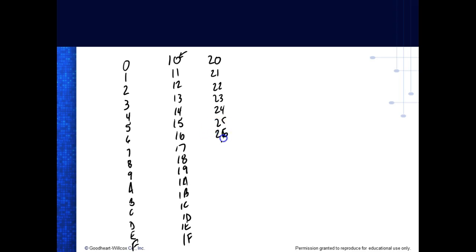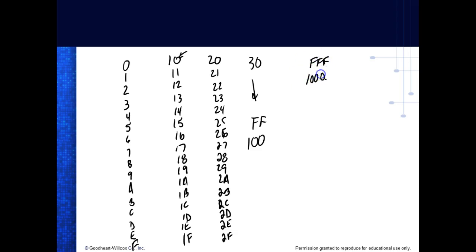2 5, 2 6, 2 7, 2 8, 2 9. What comes next? 2A, 2B, 2C, 2D, 2 what? E, 2F, 3 0. And I would keep going until I got up to F. Right? You understand? Then I'd go to what? 1 0 0 and start the whole thing over again. Until I got all the way up to what? F. Then I do what? I add another 0 and start the whole thing over. And I keep counting.